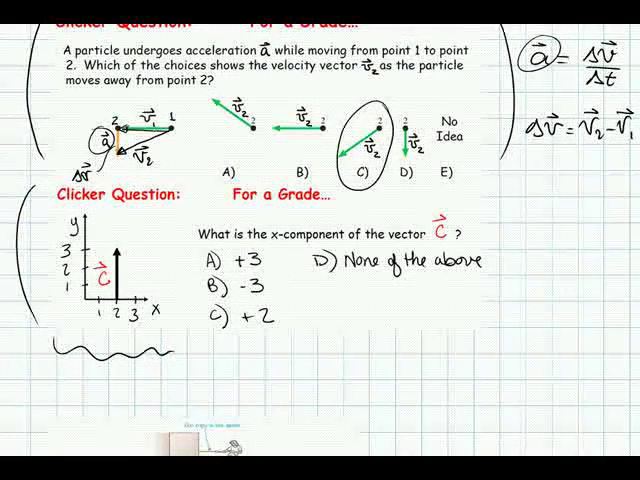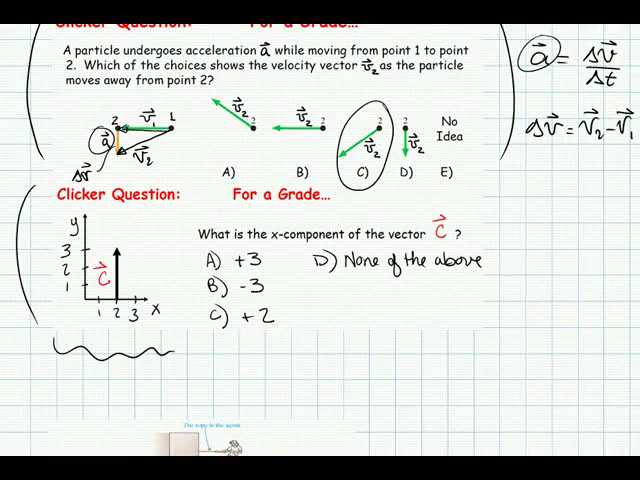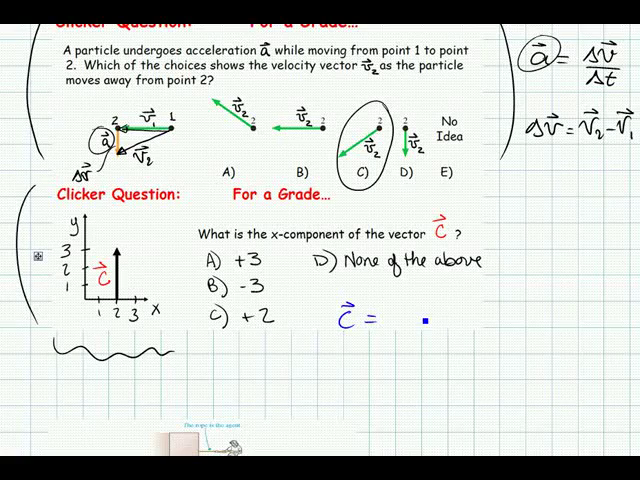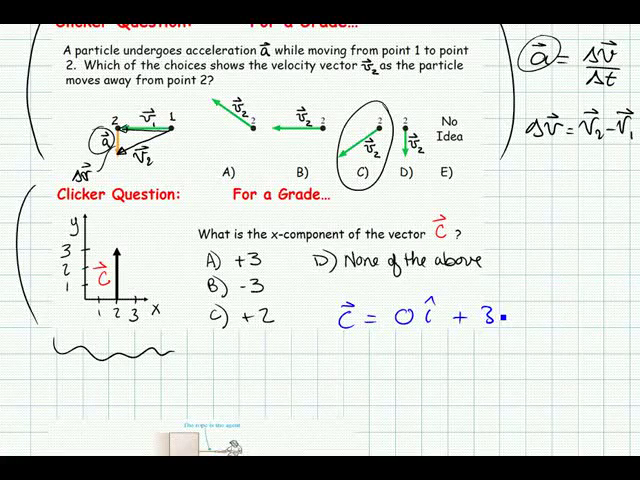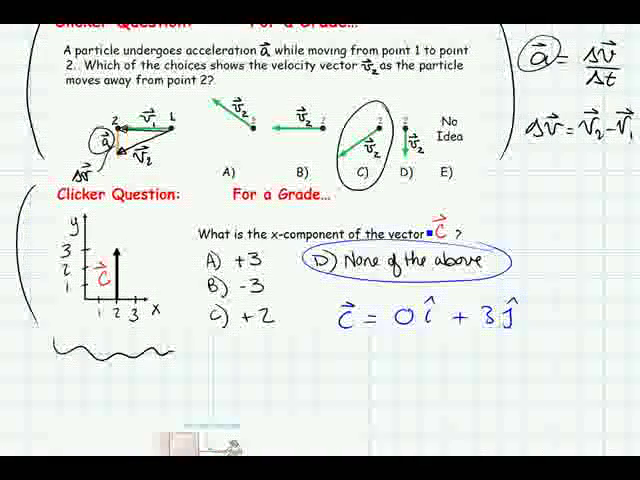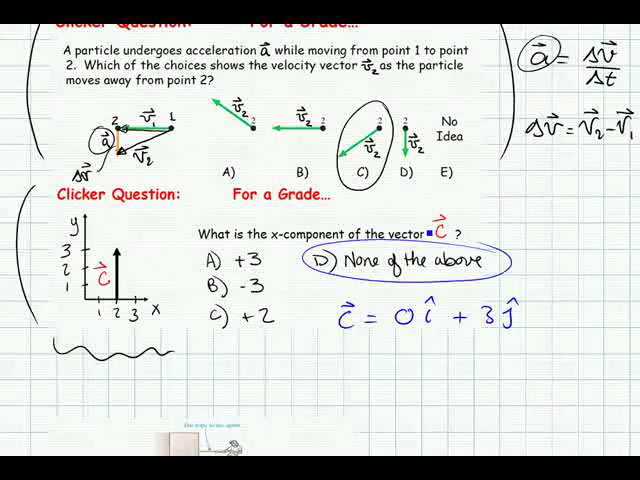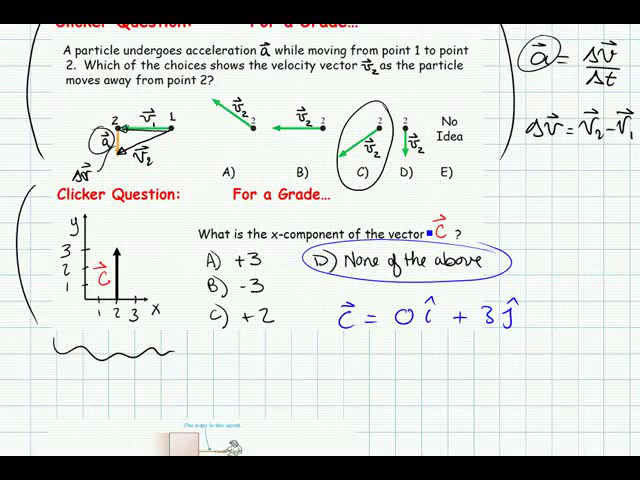Well, you can write vector c in the ij form if you like. The ij form is 0i plus 3j, right? So the correct answer is none of the above. Vector c has no x component. Its x component is 0. It only has a y component. So I hope you got these two questions right.